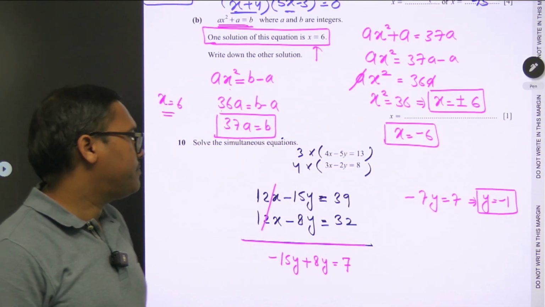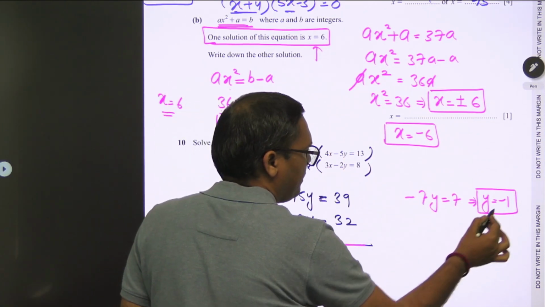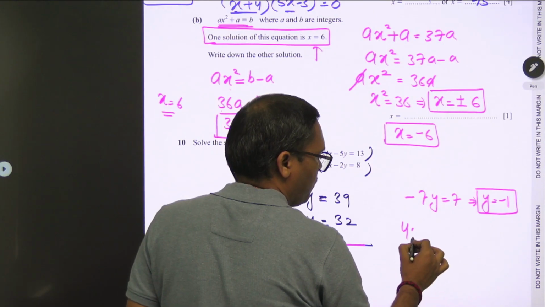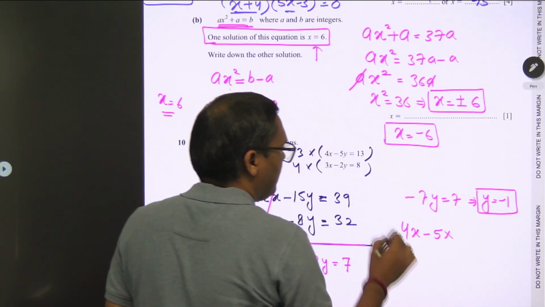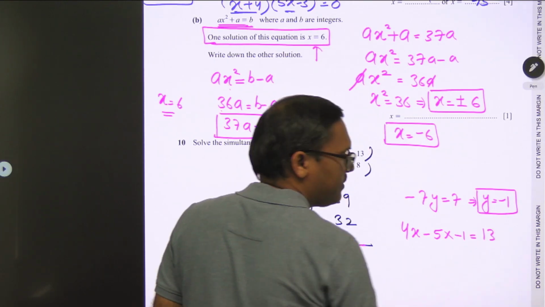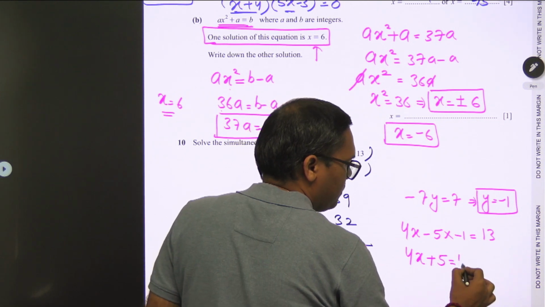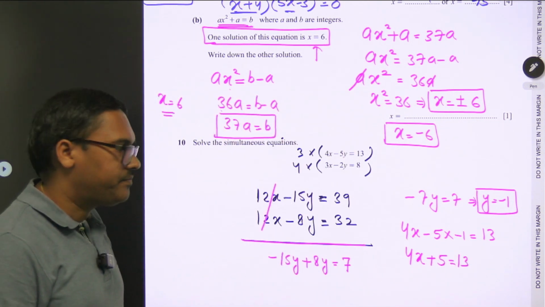Right? Now substitute this in any of the equations. So you can see what is the equation we have. y equal to minus 1, put. This is 4x minus 5, and if I put negative 1, this will become minus 1 equal to 30. So this is basically 4x plus 5 equal to 13. Right? So what is this?